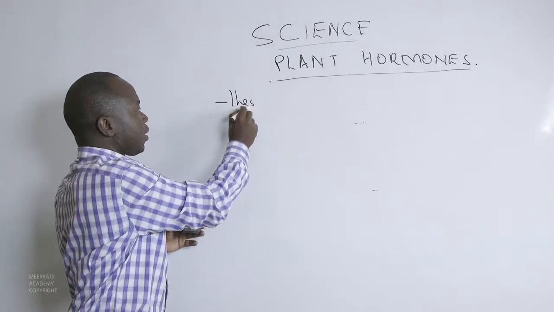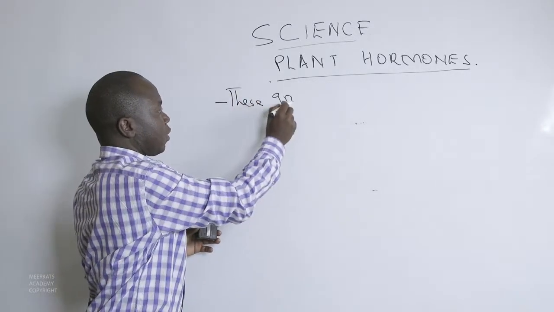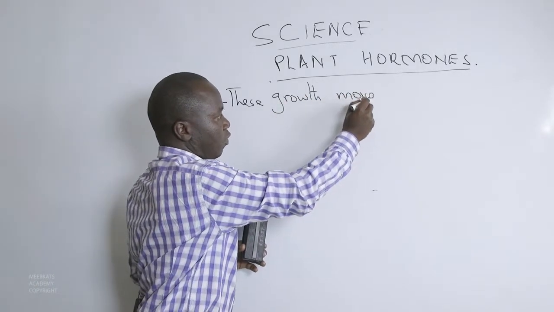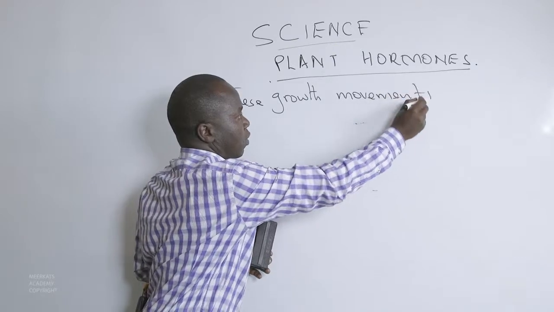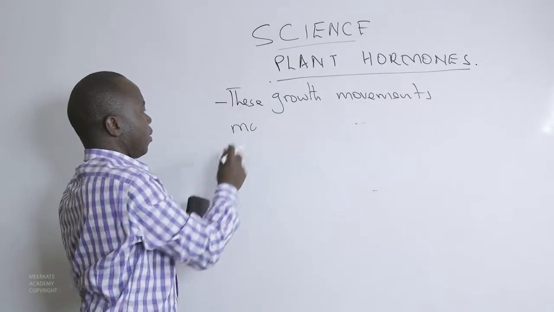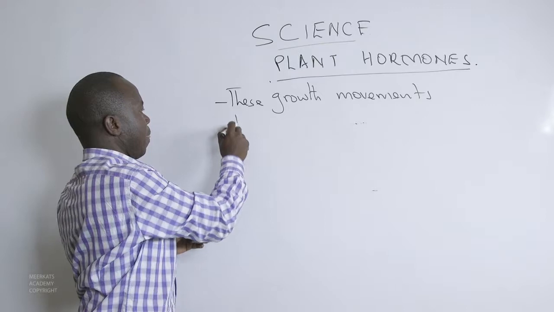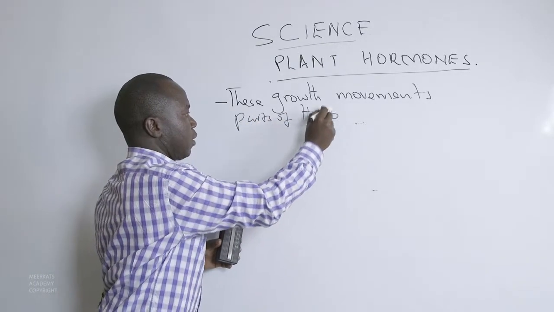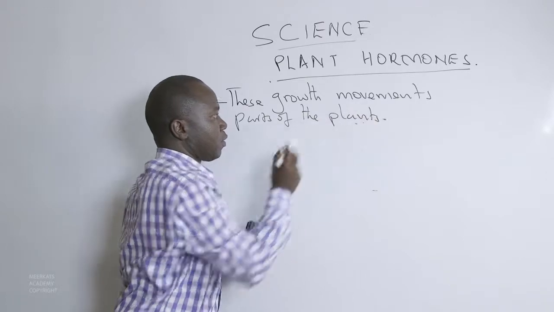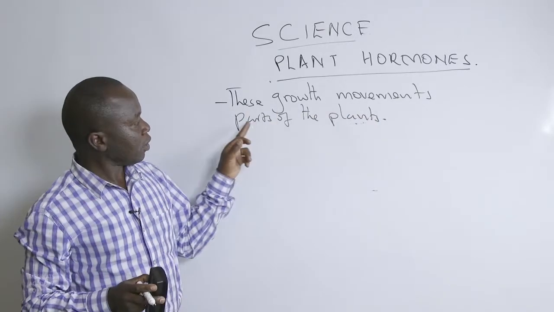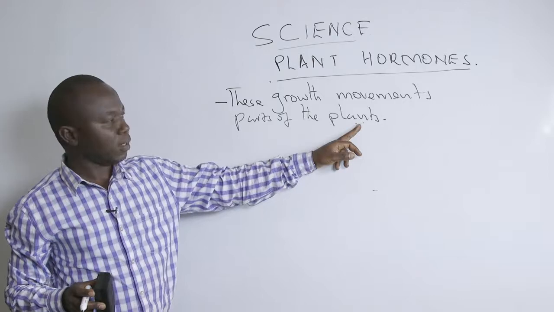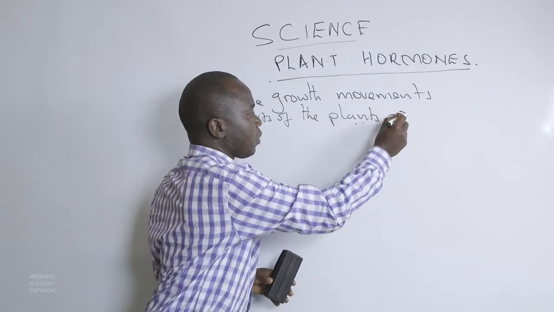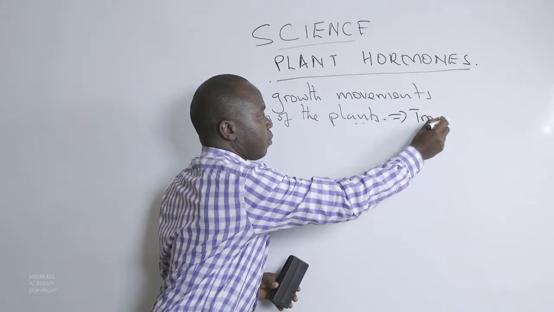These growth movements involve parts of the plants. So these growth movements that involve parts of the plants to bring about response is what we call tropism.